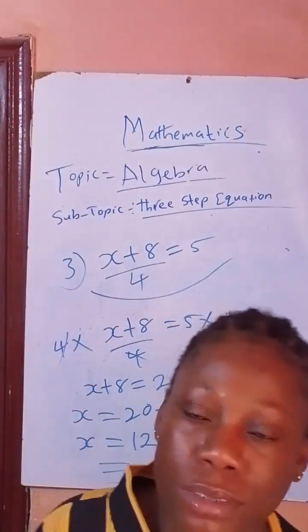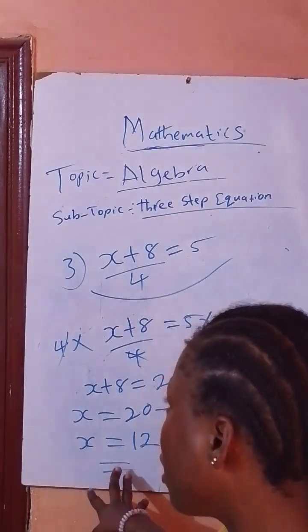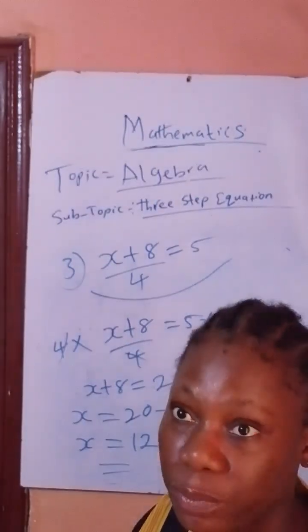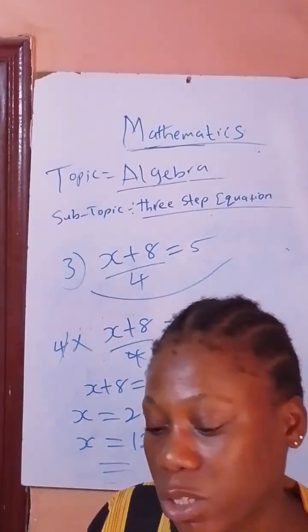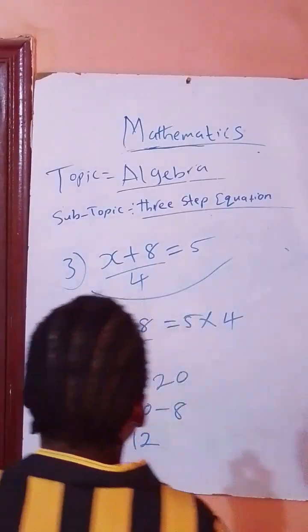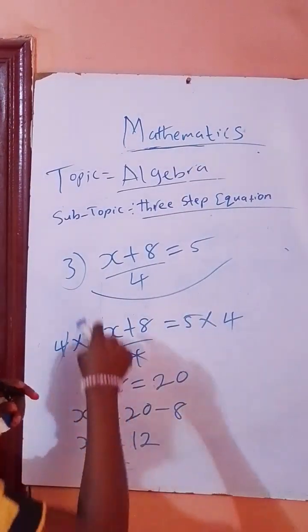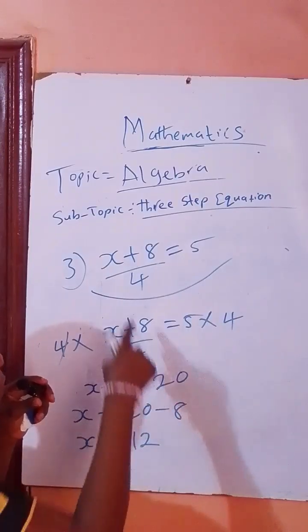I hope you understand what we have been solving. That is your answer. If you want to check whether the answer is correct, the thing we are going to do is, we already know that our x is 12. We replace this x with this 12.